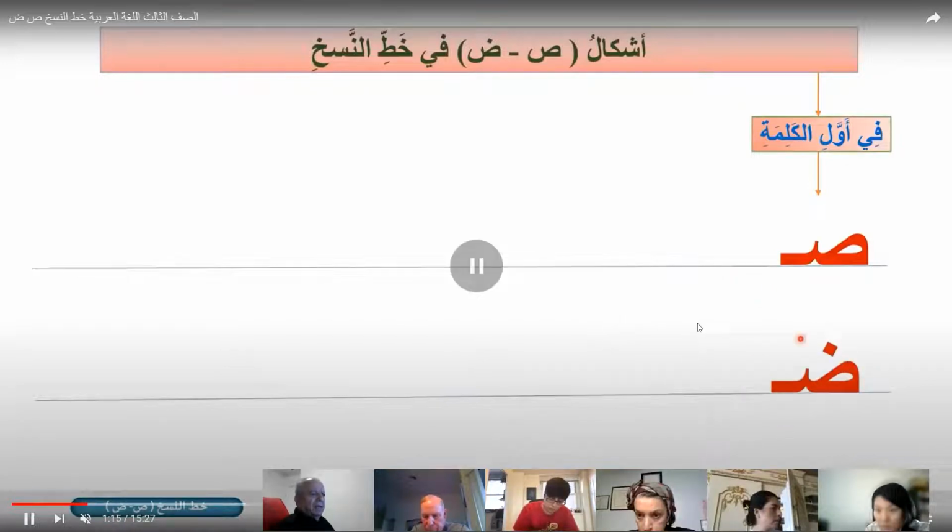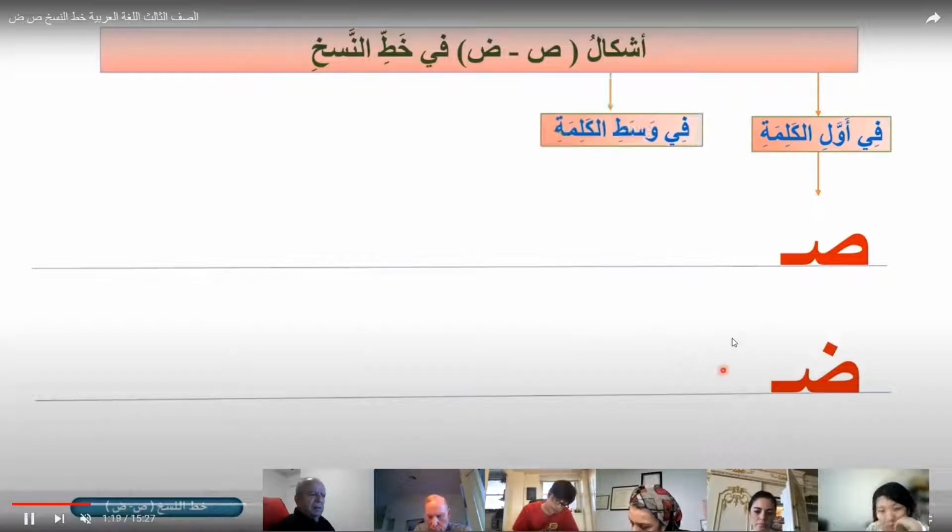Now you see the dad is exactly the same. This is the sign in the beginning of the word, and this is the other in the beginning of the word, and the only difference is this dot. Okay, now I'll show you how it is written, in the same manner but with a dot.